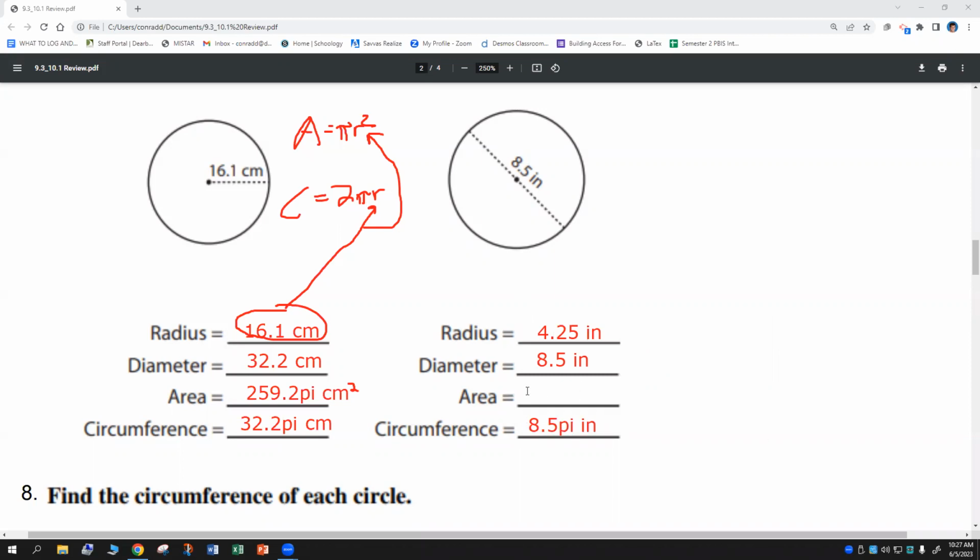And then area, pi times 4.25 squared. And I got 18.0625 pi. And that should be inches squared. Inches squared. Okay, if you multiply the pi in there and get a decimal, that's fine too. I just left the pi out.